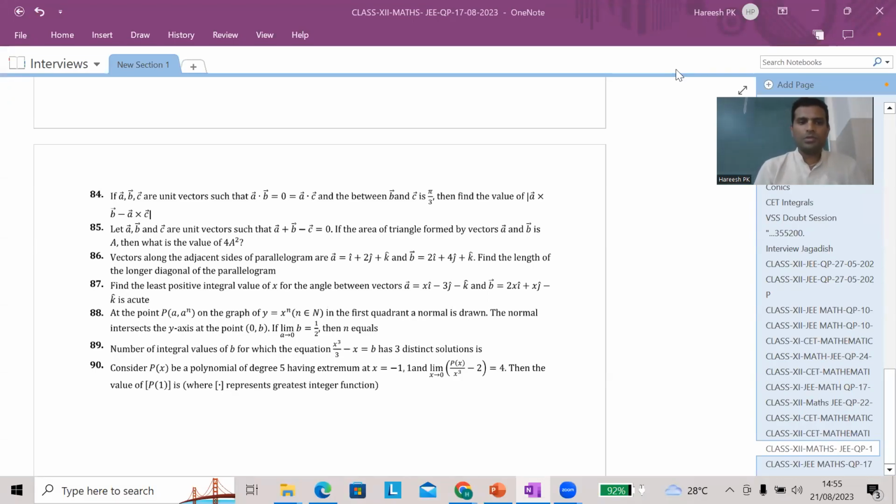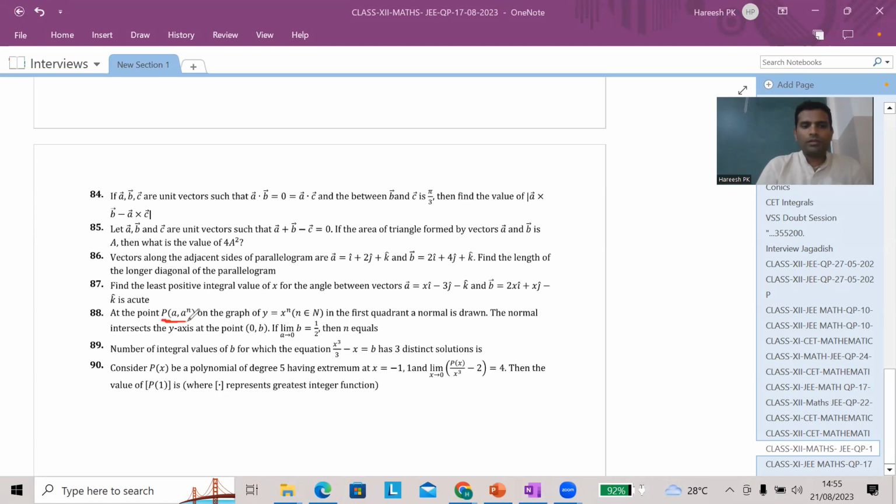So let's continue, students. First, we'll solve the remaining integer type questions, and then let's move to the MCQs as well. So, 88th question. We have done this. This is a previous year JEE question.